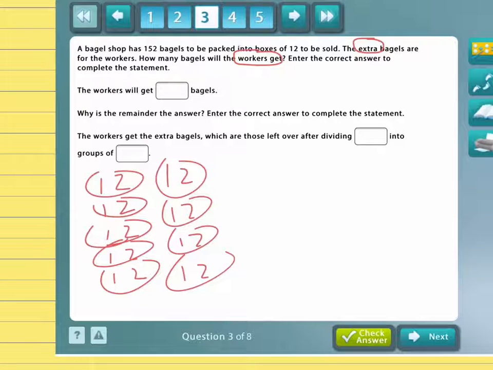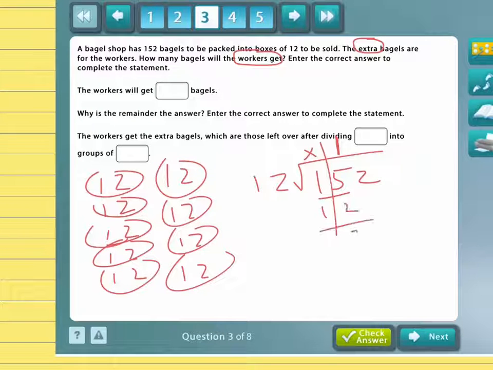Now I'll use the division. So division is 152 divided by 12. Well, you cannot take 100 and cut it into 12, so you have to regroup that into 15 tens. You can make one group of 12 out of those 15 tens, and there will be 3 left over, and then you have 32 ones.